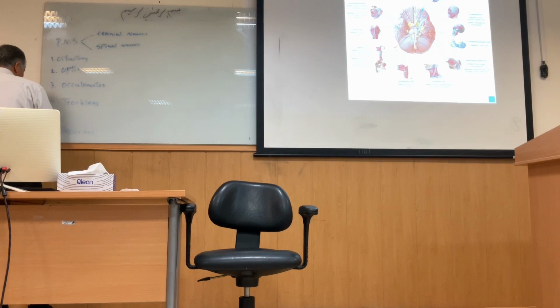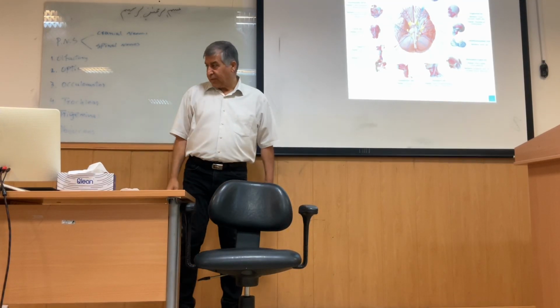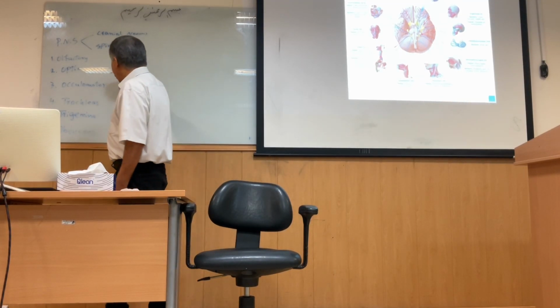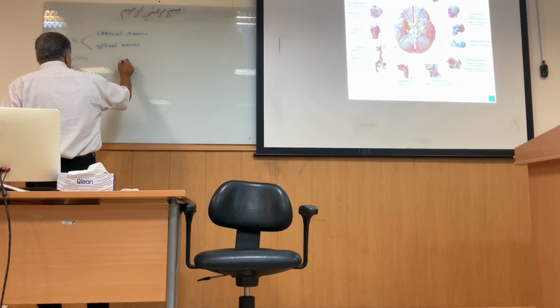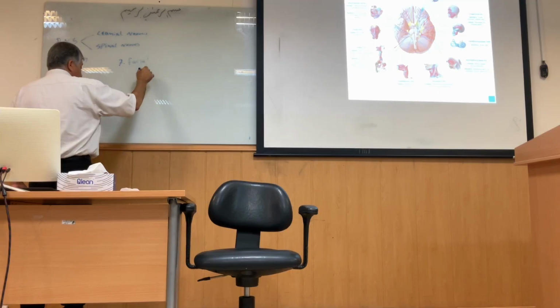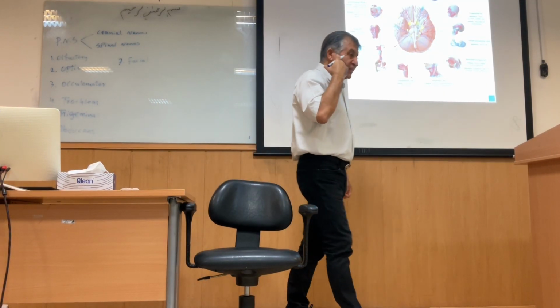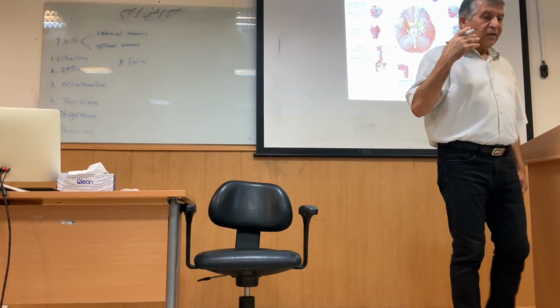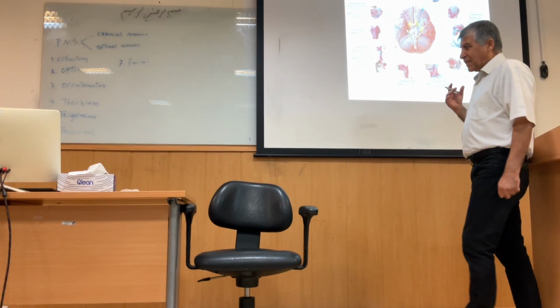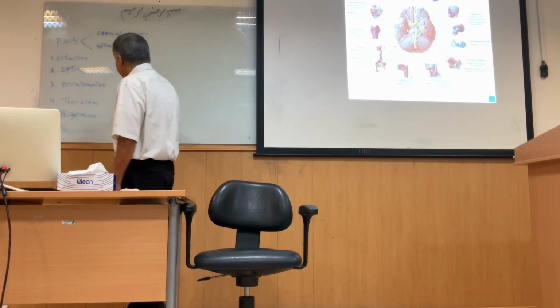5 is trigeminal. Innervate face. 7 is facial. Innervate muscle of the face. Trigeminal, sensation of the face. Facial, muscles of the face.